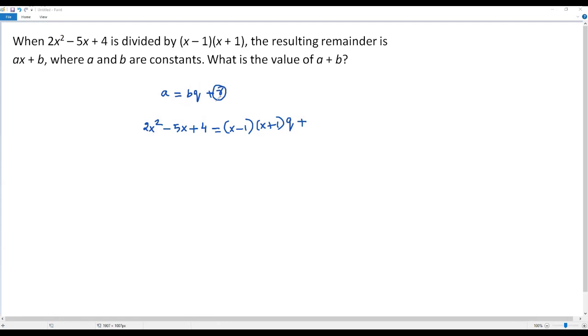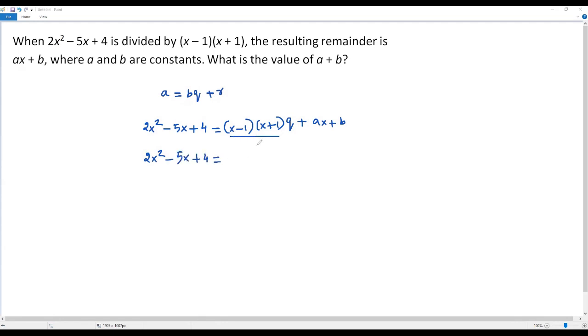And here this r represents the remainder. According to the information, the remainder is ax + b. We can plug in ax + b for this r, that is for the remainder. Let me write it. Now let's write the left side as it is. That is 2x² − 5x + 4.